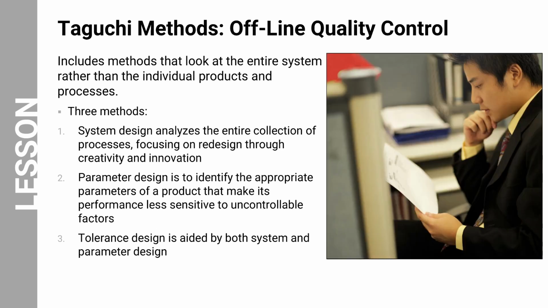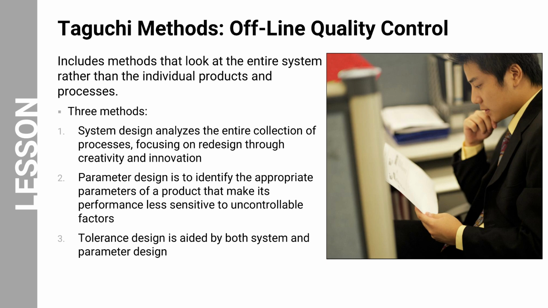Taguchi also advocated for offline quality control, methods that look at the entire system rather than the individual products and processes. The three methods for offline quality control are system design, parameter design, and tolerance design. System design analyzes the entire collection of processes, focusing on redesign through creativity and innovation. Redesign can be done at the conceptual level of a new product line or for a specific purpose. The hope is that innovative ideas will evolve, resulting in appropriate changes in the system.